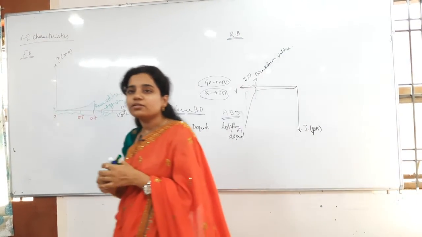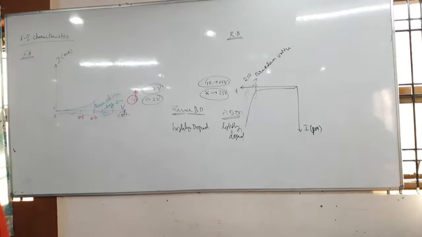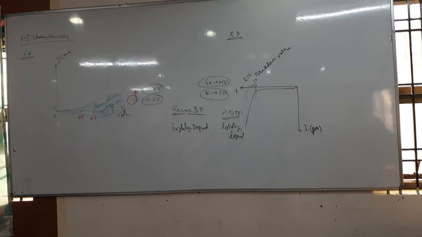What is it breaking? Covalent bonds between the electron hole pair. Clear? So that is about the reverse bias, right? That is the reverse bias. And for germanium the value is 25, for silicon it is 35.